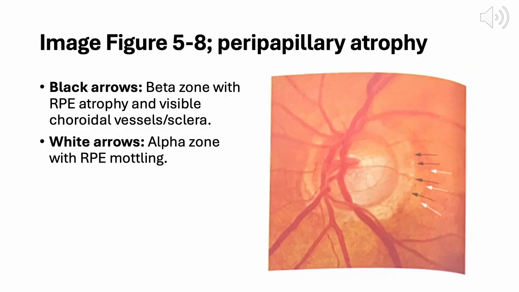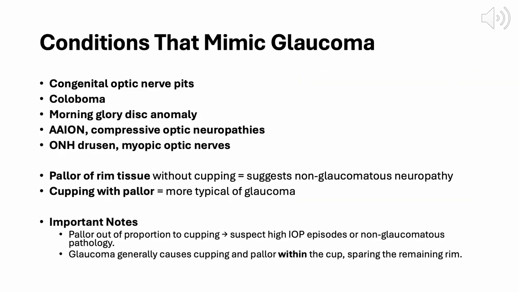This region, as we mentioned earlier, is more specific to glaucomatous damage and tends to align with zones of neuroretinal rim thinning. The white arrows identify the alpha zone, characterized by RPE mottling, irregular areas of hypo or hyperpigmentation. While this zone can be seen in normal eyes, it's the extent and presence of the beta zone that raises suspicion for glaucoma.